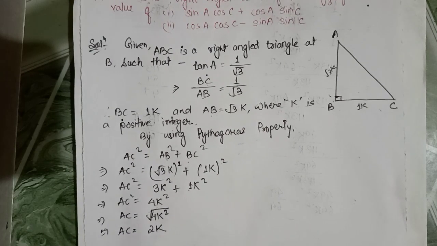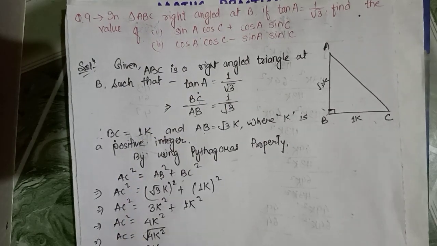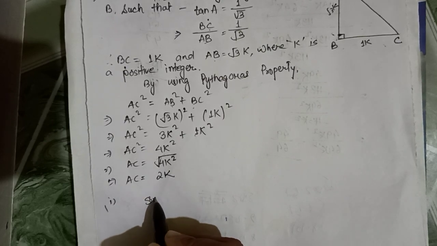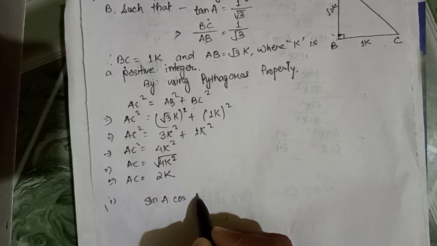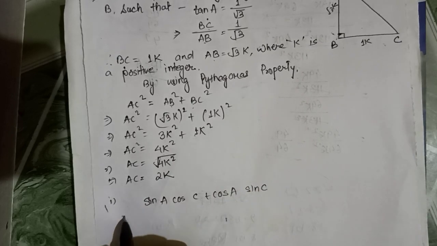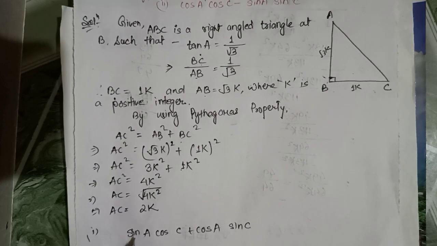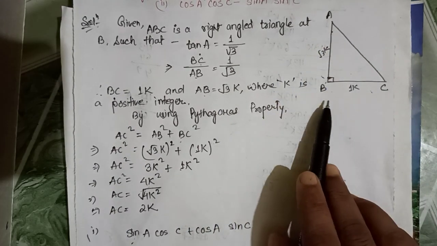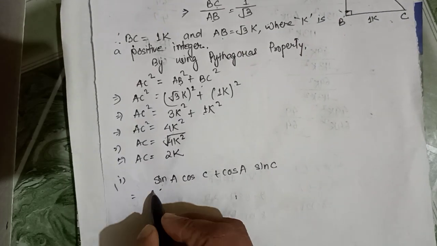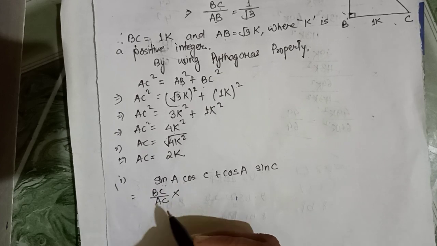So now we have to find part 1, sin A cos C plus cos A sin C. Now sin A, we need to take the formula for sin. It is opposite by hypotenuse. From A, BC is opposite, hypotenuse is AC. So it will be BC by AC. Between sin and cos we will have a multiply sign.